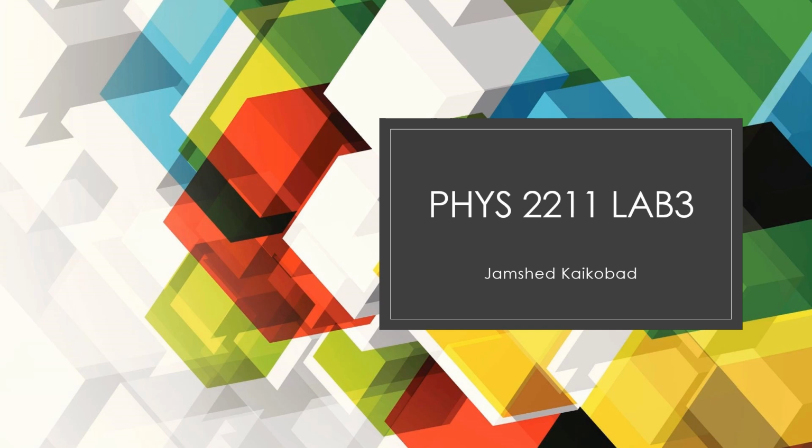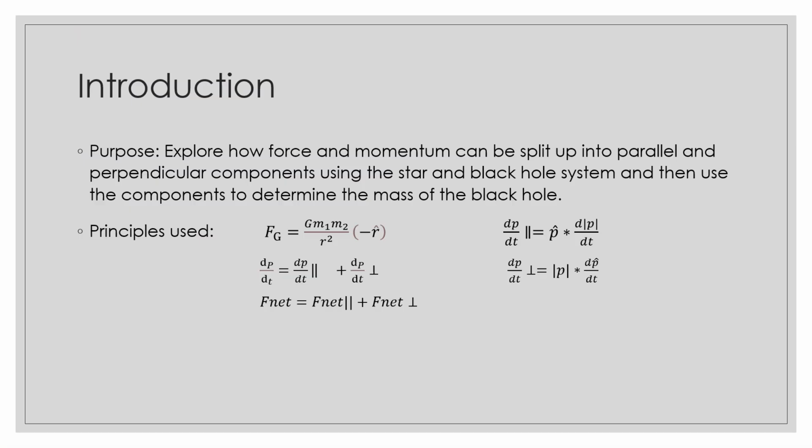Alright, this is my Physics 2211 Lab 3, and this is the one on the black hole. It has two parts. Part 1, the introduction. The purpose was to explore how force and momentum can be split up into parallel and perpendicular components using the star and black hole model, and then using these components to determine the mass of the black hole.